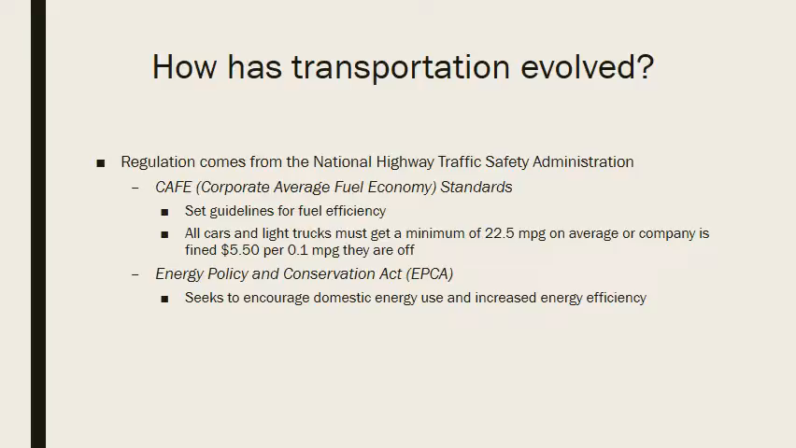So the first thing they are responsible for is what is called a CAFE standard. And CAFE stands for Corporate Average Fuel Economy. And that sets guidelines for fuel efficiency for the majority of cars that a particular manufacturer releases. For a particular manufacturer, all cars and light trucks must get a minimum of 22.5 miles per gallon on average. If they do not, the company is fined $5.50 per every tenth of a mile per gallon that they are off that minimum. That's typically averaged over the total number of cars they sell in the United States. And these CAFE standards are primarily focused toward cars that are produced in the United States.